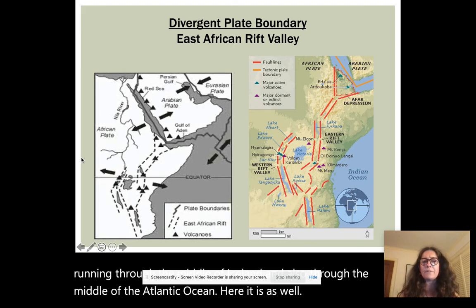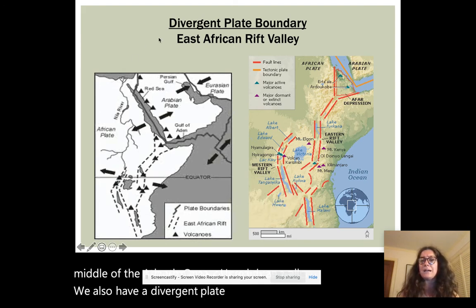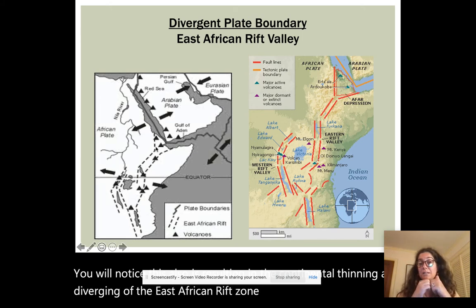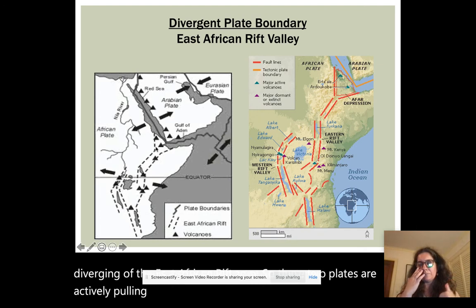We also have a divergent plate boundary in what we call the East African Rift Valley. So, this divergent plate boundary goes through the Red Sea and it also goes in and around the Arabian Plate. You will notice that this also is resulting in the continental thinning and diverging of the East African Rift Zone. So these two plates are actively pulling apart from one another.